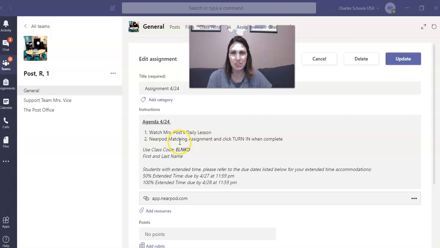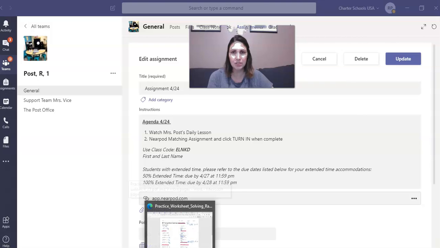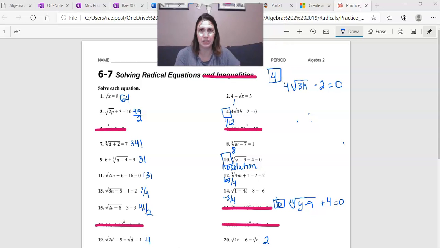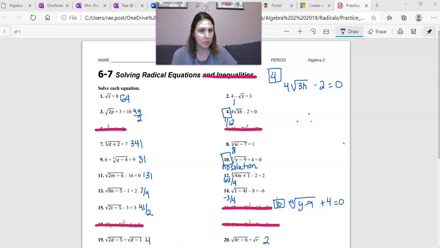But before we go into Nearpod, the first thing I want to do is review your work from Thursday, because I know you might have some questions about it. So here is the assignment that you guys had for Thursday. I just wrote the answers on here. You're welcome to pause it and write them down. These are all the solutions to the equation. So they're either like x equals or p equals. Like number 1 is x equals 64.